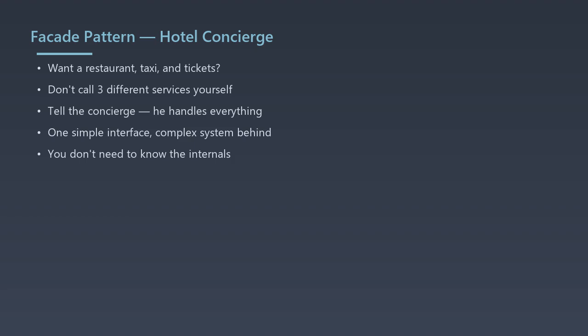You just get results. The facade pattern provides a simple interface to a complex subsystem. It doesn't remove the complexity, it hides it behind one easy-to-use class.